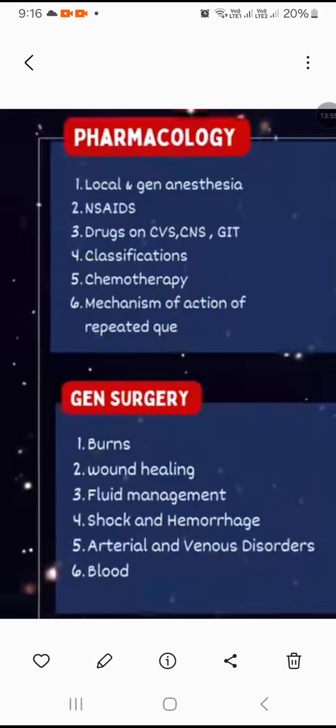Different formulas are given, that is important. NSAIDs, okay, drugs on CVS, CNS and GIT, classifications, chemotherapy and mechanism of action are repeated. All these are repeated questions, okay. Mechanism of action.